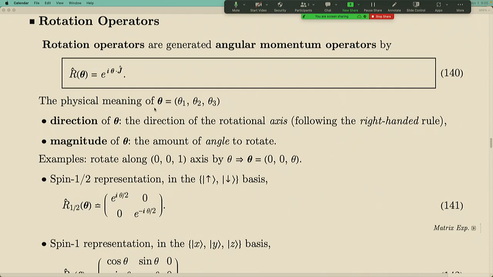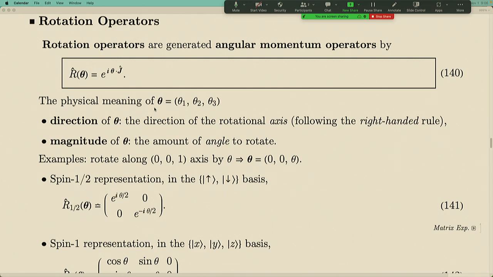So if you matrix exponentiate this operator, this Hermitian generator generates a unitary transformation. The unitary transformation will be labeled by the amount of angle that you rotate. And this theta is a vector which not only characterizes the amount of angle, but also the direction along which the rotation happens. So this theta completely parameterizes a rotation, and the corresponding rotation operator is denoted as this unitary operator. The operator is meant to act on a state.